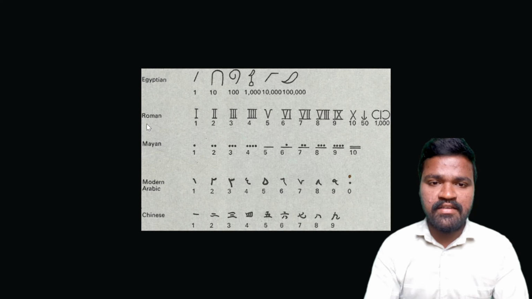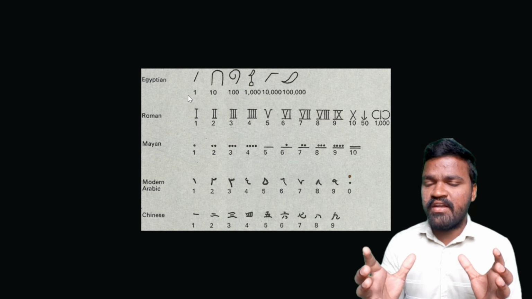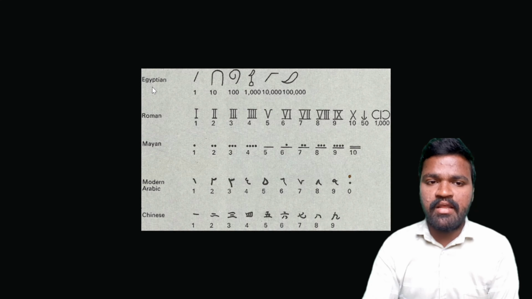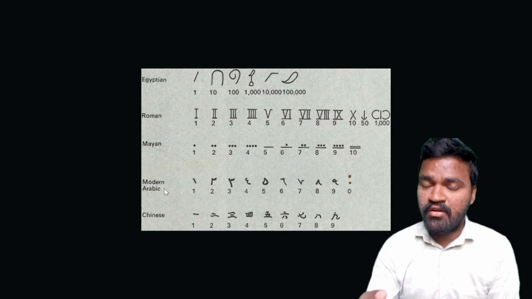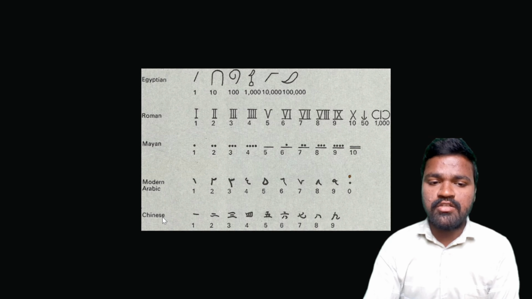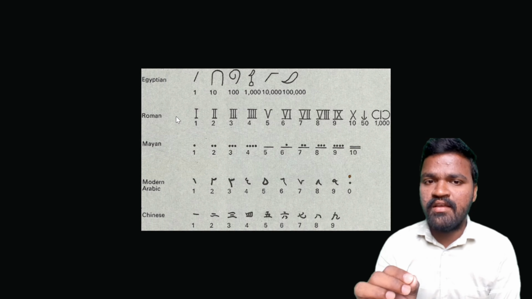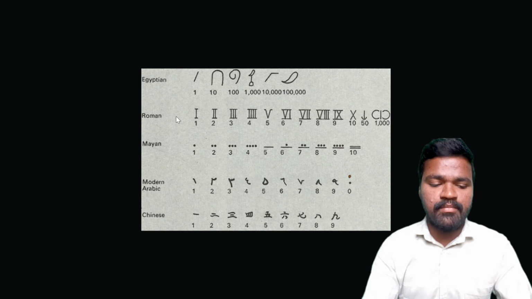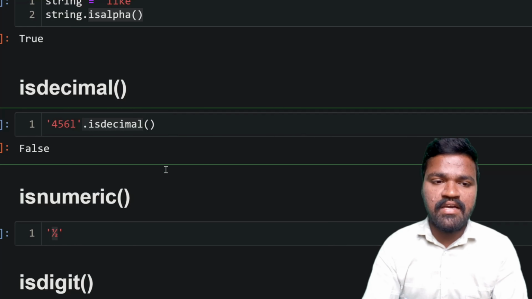You can see here, in this case, we have different numbers. We have Egyptian numbers, Roman numbers, Mayan numbers, modern Arabic numbers, and also Chinese numbers. Any numbers we have from 0 to 9, in such case, when we call this particular method, we are able to see the result.